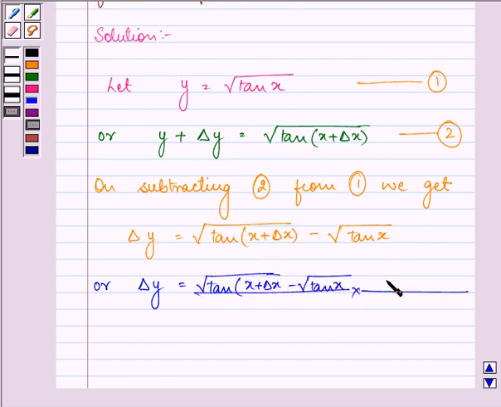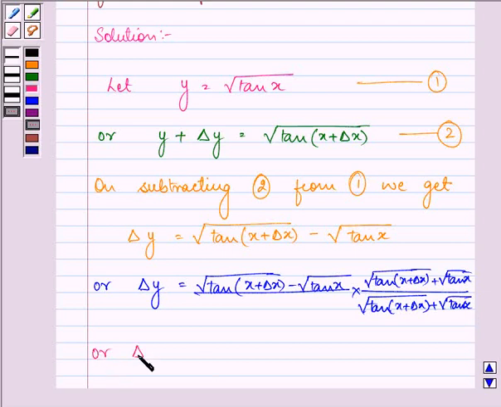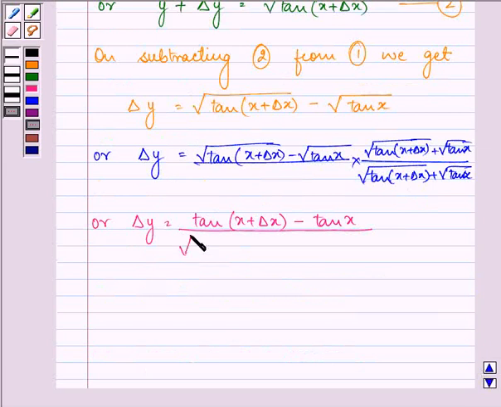By multiplying and dividing it by under the root tan x plus change in x plus under the root tan x. Similarly, this will be the term in the denominator also. And on doing so, we have it as a minus b, a plus b will give us a square minus b square. That will be tan x plus change in x minus tan x upon under root tan x plus change in x plus under the root tan x.